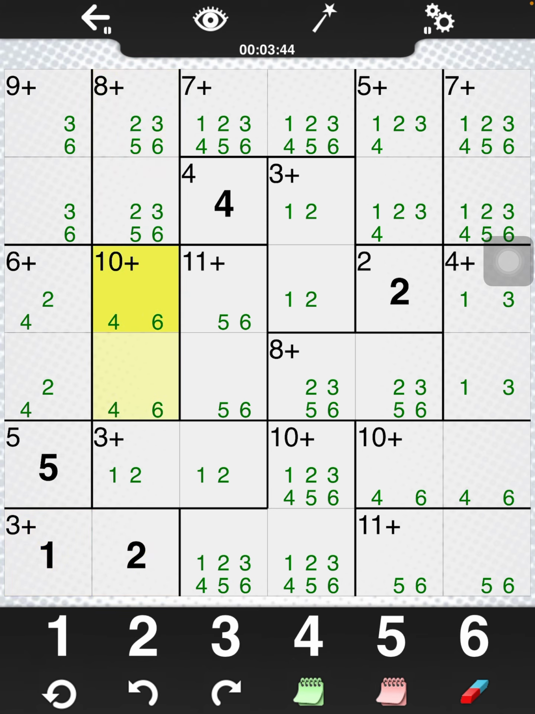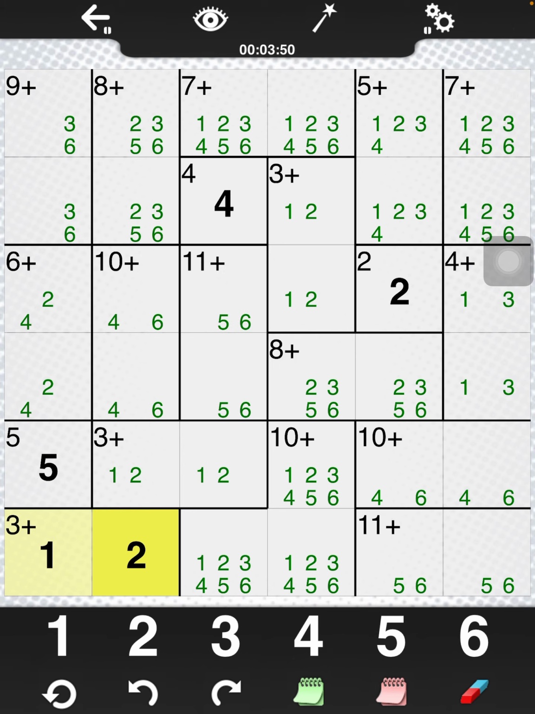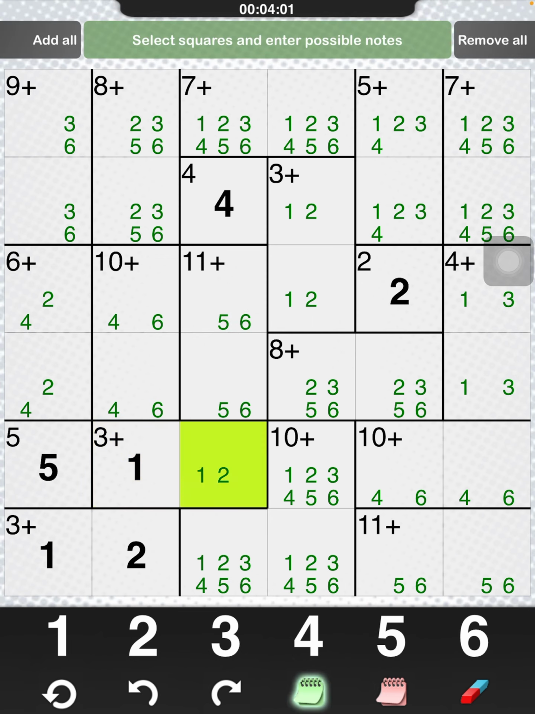Back on column 2 now. If 2 is here and 1 and 2 are my choices here, then this choice must be 1. If 1 is here and 1 and 2 are right here, the only choice this can be is 2.